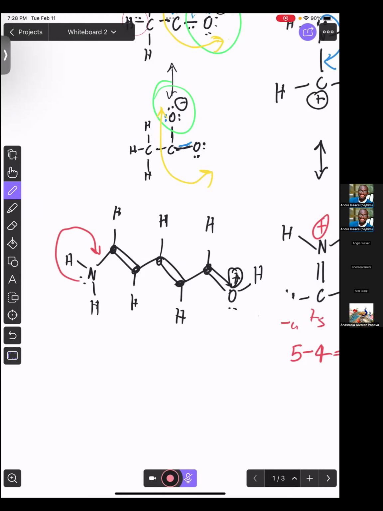Okay? All right. So here we go. We'd move that there. And then this would have to move over to accommodate that. Then this would have to move over to accommodate that. And then this would have to move onto the oxygen to accommodate that.